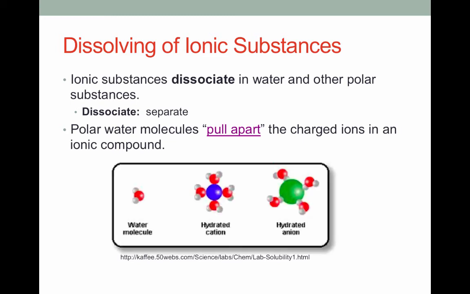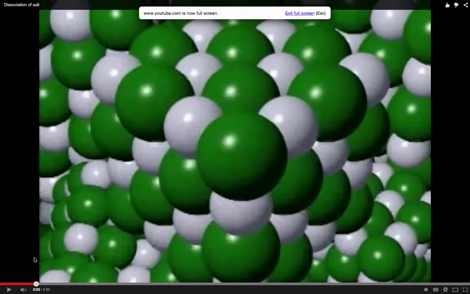Here we see that the negative ion, represented by the green circle on the right, is surrounded by the positive ends of the water molecules, the little white ends. And the positive ion, the blue circle in the middle, is surrounded by the negative ends, the red ends, of the water molecules. Here's an animation showing this process.